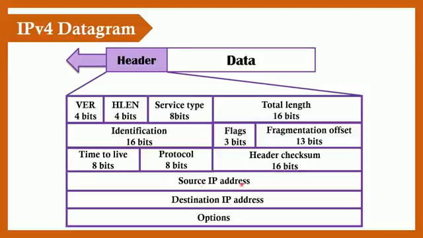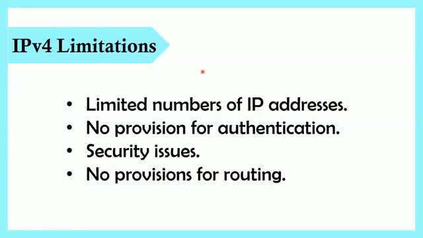Source IP address. It's a 4-byte internet address which identifies the source of the datagram. Destination IP address. This is a 4-byte field which identifies the final destination. Options. This field provides more functionality to the IP datagram and can carry fields like control routing, timing, management and alignment. Now let's understand the limitations of IP version 4.